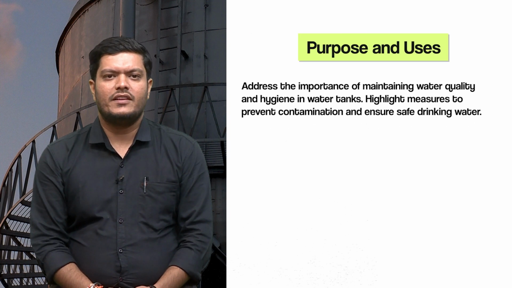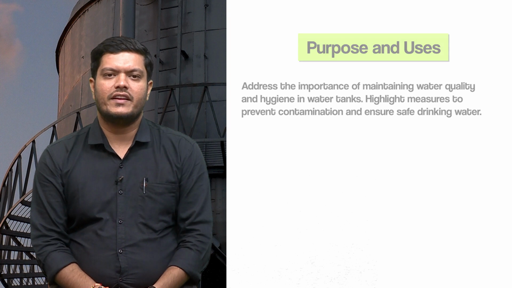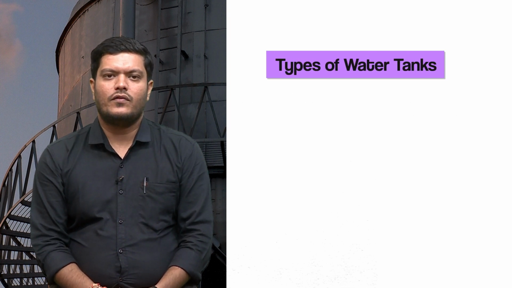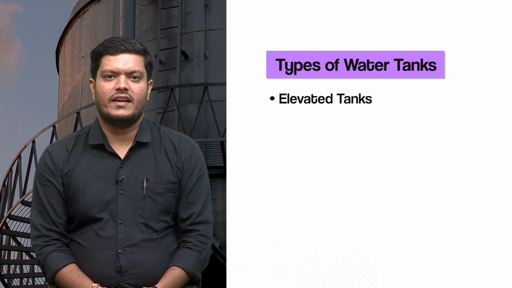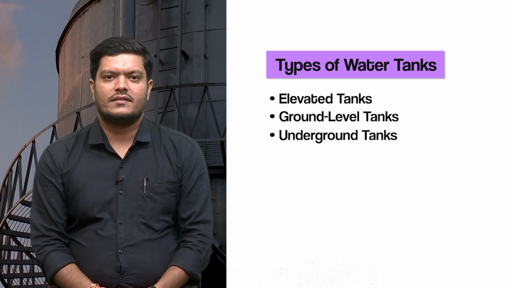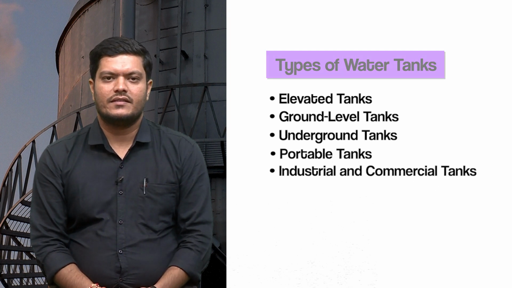Second, purpose and uses. Address the importance of maintaining water quality and hygiene in water tanks, and list measures to prevent contamination and ensure safe drinking water. Types of water tanks. Number first, elevated tanks. Number second, ground level tanks. Number third, underground tanks. Number four, portable tanks. Number fifth, industrial and commercial tanks.